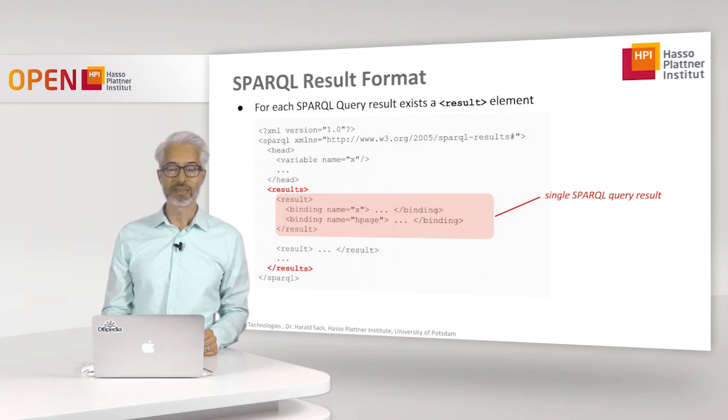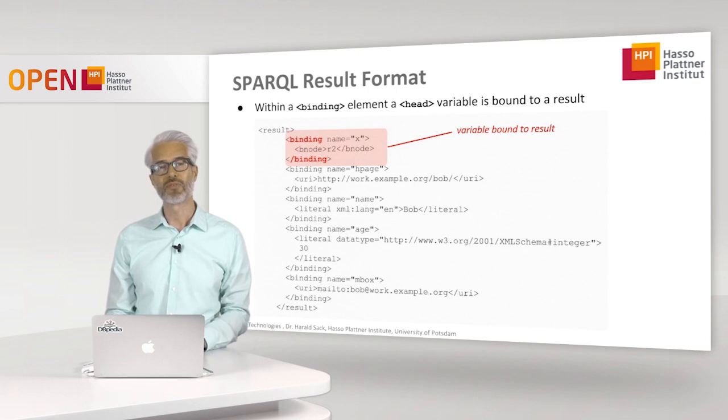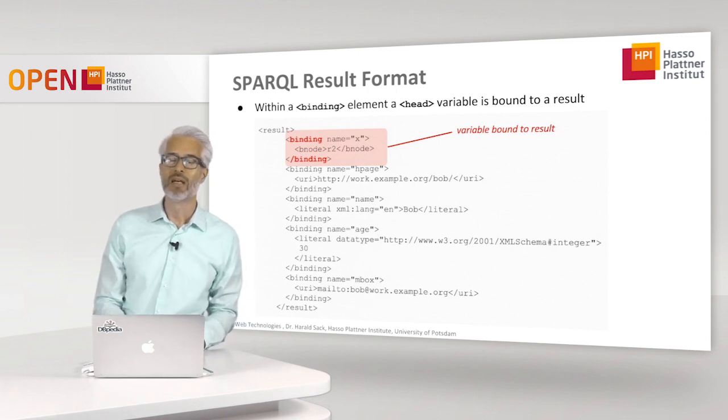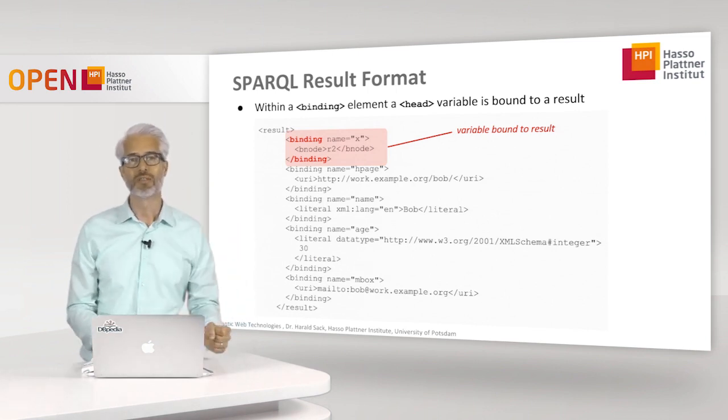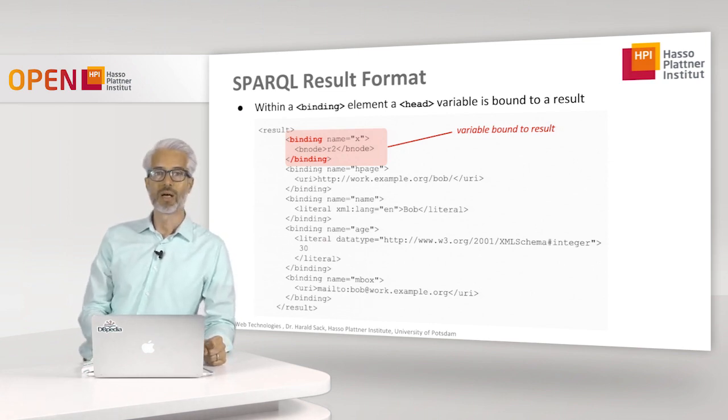Then in the result tags you will find binding tags, and for each variable you will find the value, so the binding of that variable. Let's have a look at the bindings. Within the binding, of course, there is the name of the variable, and then it depends on which kind of node, which kind of value is returned. Here, for example, marked red, you see that a blank node, a B node, is returned. But if you look at the next line, usually a URI can be returned.